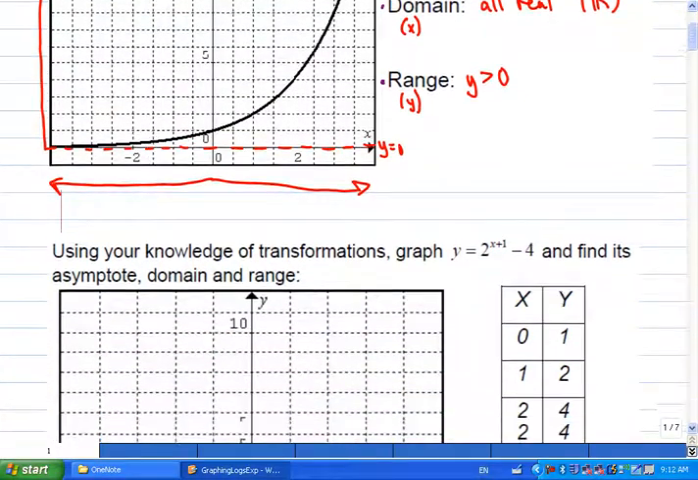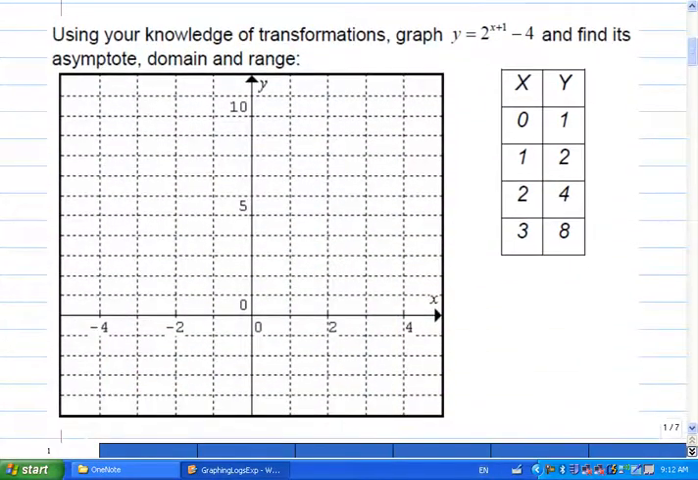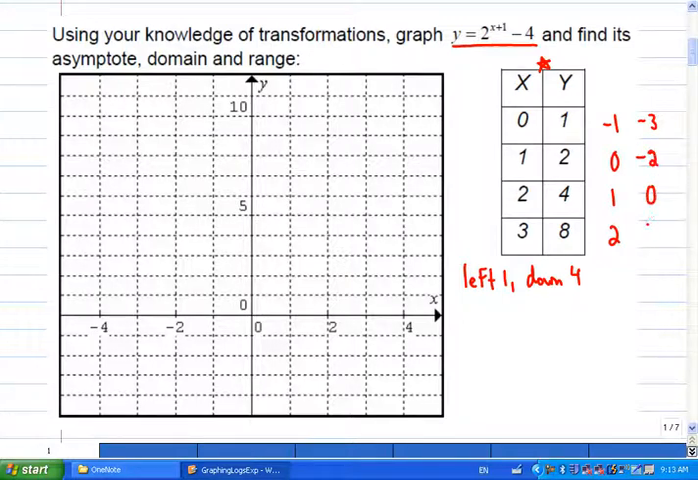Okay. Eventually we're going to have to be able to talk about this for any sort of exponential or log graph. So this one has some transformations applied to it. But we should be able to use our transformations knowledge to do that. This would be left 1 and down 4. So I could take the original set of points, which are here, and I could map them left 1 and down 4. Okay. So those points that I've now mapped, that's going to be the new transformed function.